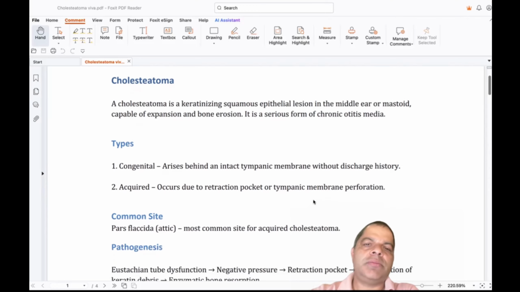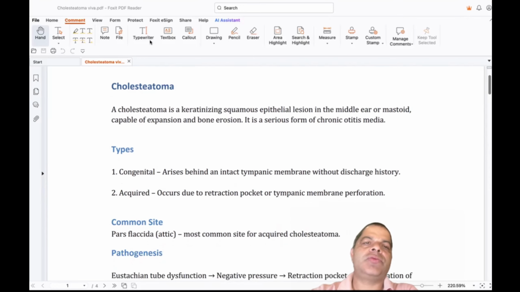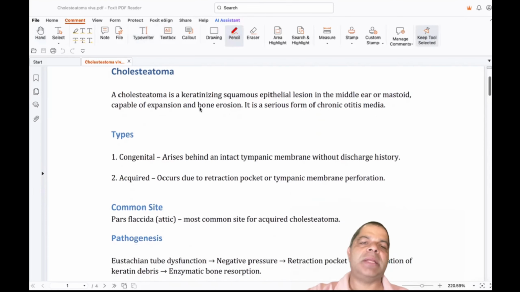Definition-wise, cholesteatoma is a keratinized squamous epithelial lesion in the middle ear or mastoid, capable of expansion and bone erosion. See here, what are the important points? This is a keratinized squamous epithelial lesion. It occurs in the middle ear or mastoid. It is capable of expansion, and it causes bone erosion.